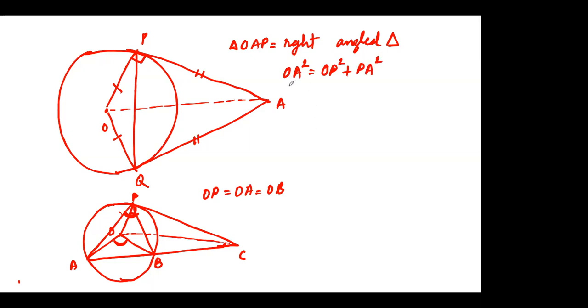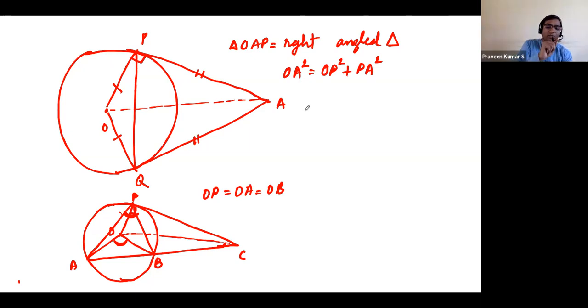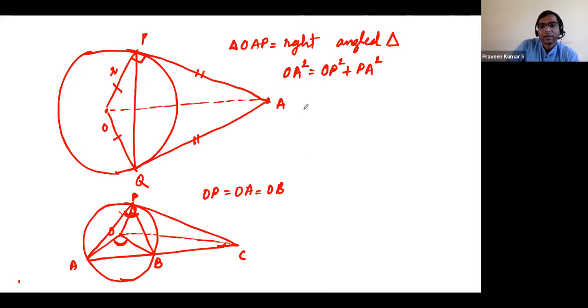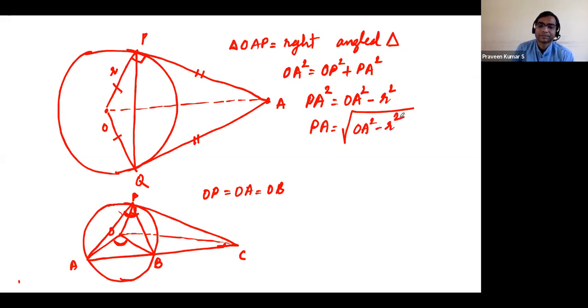Yes, sir. OA square is the distance between point O and A. So I'm assuming you will know that, right? If the point A is given, you can calculate the distance between 2 points. Coordinate geometry, you would have studied that. OP is nothing but the radius of the circle. PA is the length of the tangent, right? So PA square will be equal to OA square minus R square, where R is the radius of the circle. So the length of the tangent PA will be equal to square root of OA square minus R square.